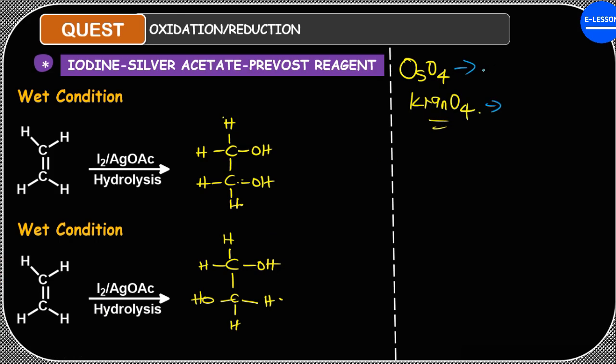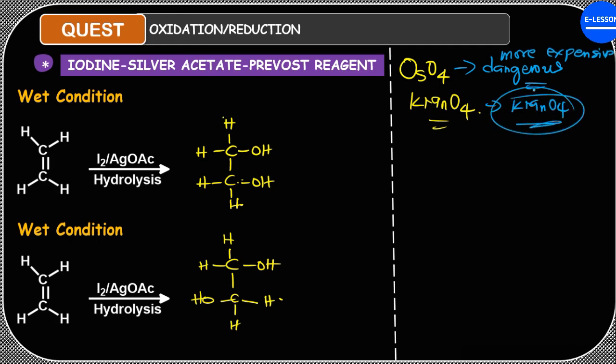Why? Because osmium tetraoxide is very dangerous to use, right? It's very dangerous to use, and it is more expensive than KMnO4, but it gives more yield as compared to KMnO4. So that is everything you need to know about this dihydroxylation reaction.